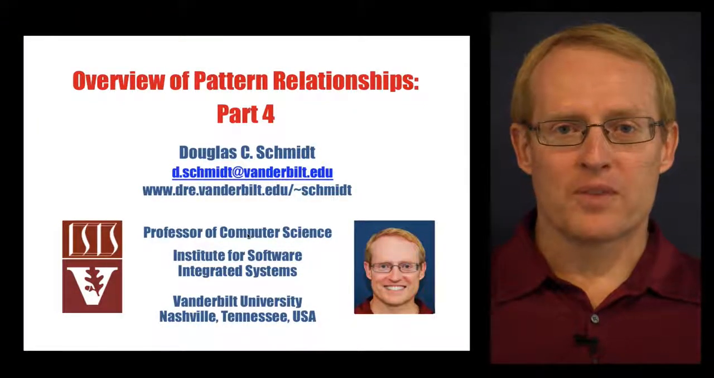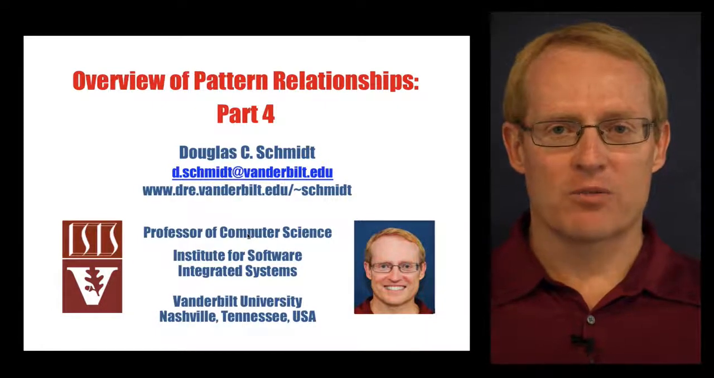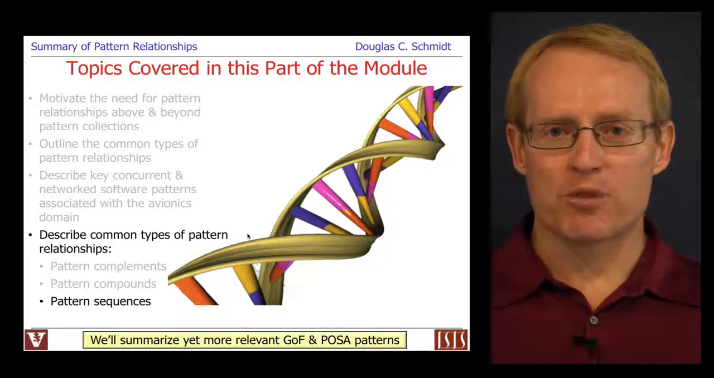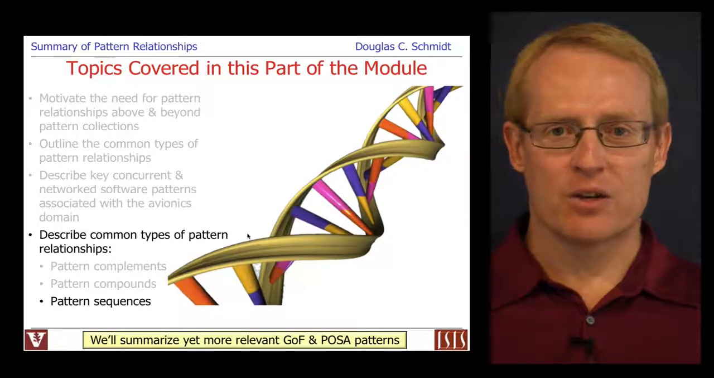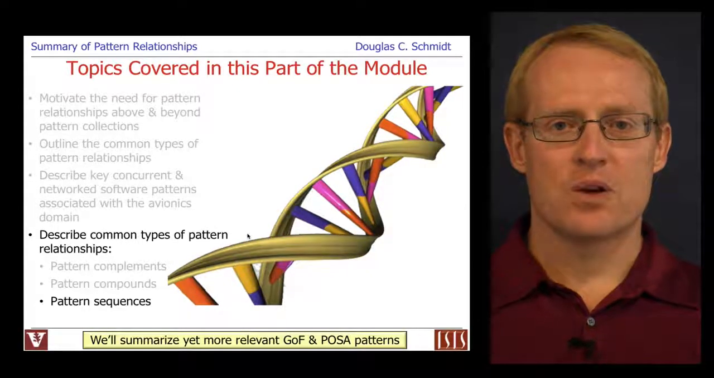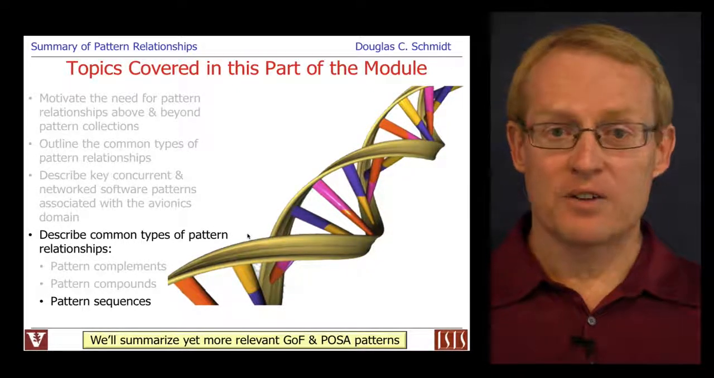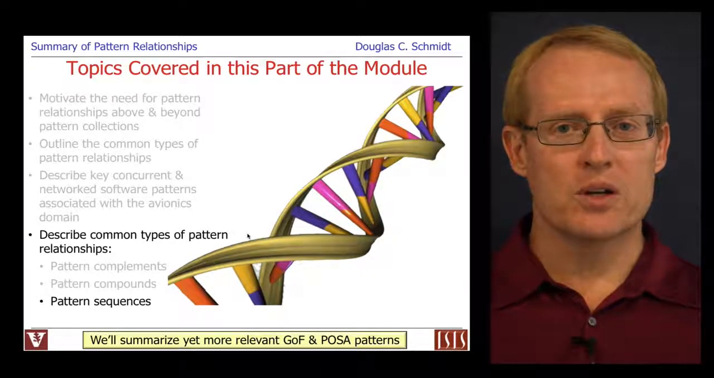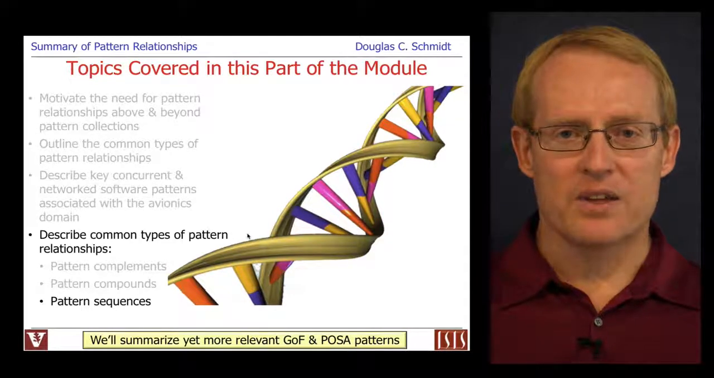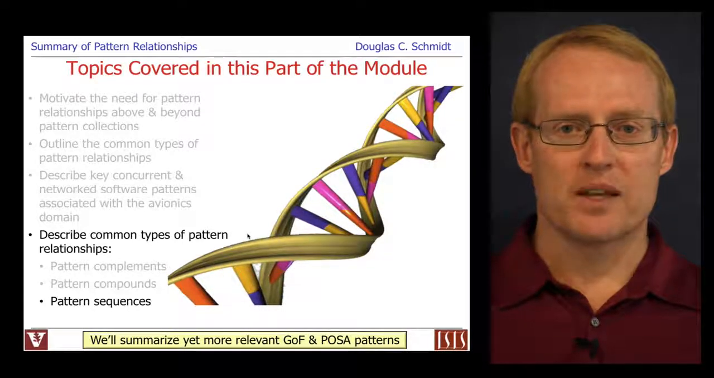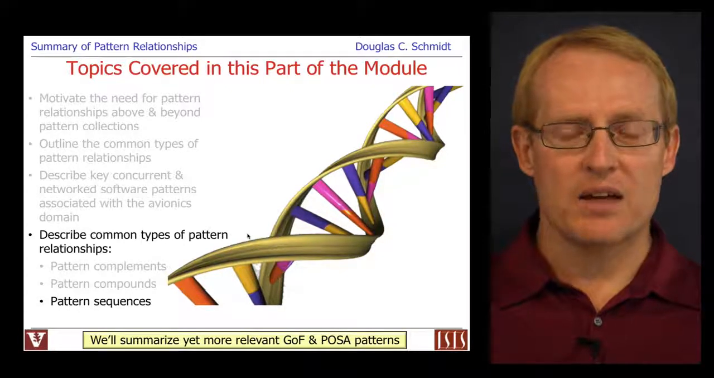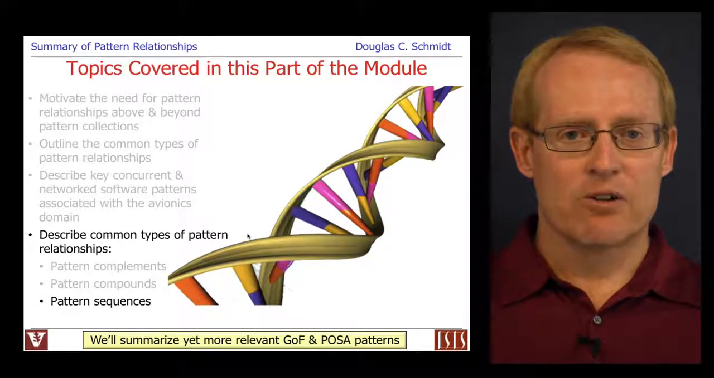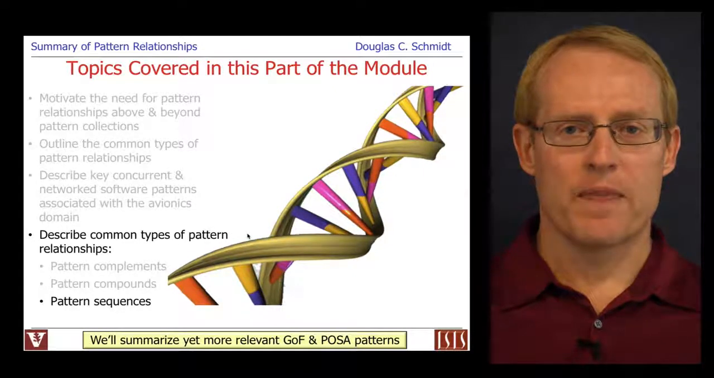Welcome to part 4 in the overview of pattern relationships. In part 1, we motivated the need for pattern relationships that go above and beyond traditional pattern collections. We also gave an overview of the different types of pattern relationships we're talking about in this module. Part 2 presented a case study from the domain of avionics control systems to help to motivate some of the key architecture patterns like publisher-subscriber and broker that are important for concurrent and network software.